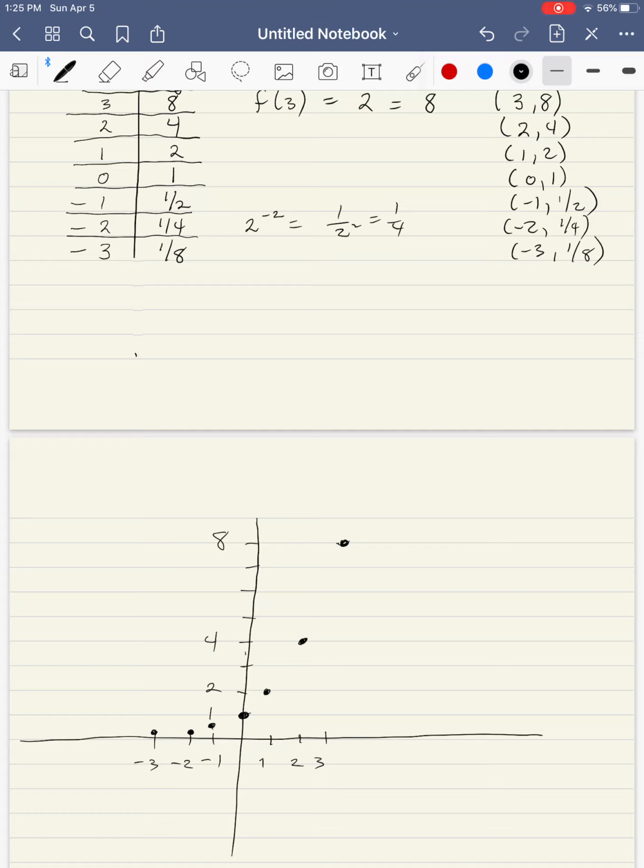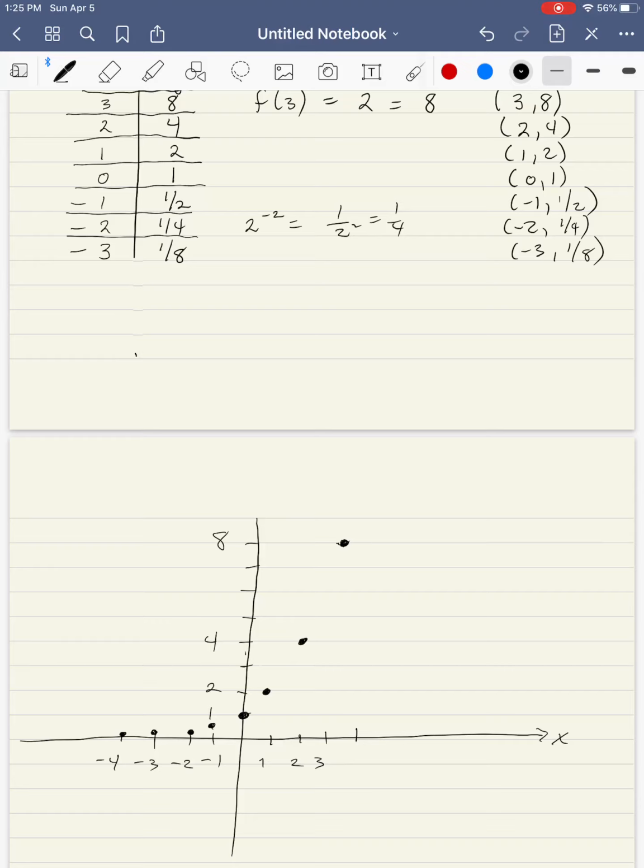And I see that I'm getting closer and closer to the x-axis, but I'm not ever going to actually cross over. If I went out here to negative 4, I would have 1 over 2 to the 4th power, which is 1/16, and so on. And they're getting closer and closer here. And as I come out to 4 and 5 and so on, my ordered pairs are going to get higher and higher over here. Now, so far, I just have a finite number of ordered pairs.